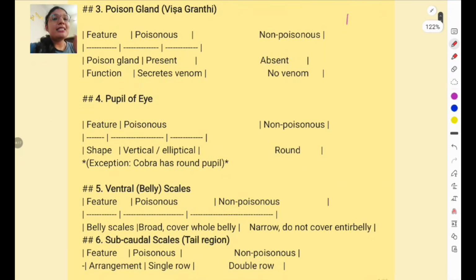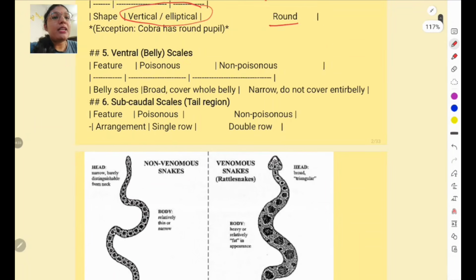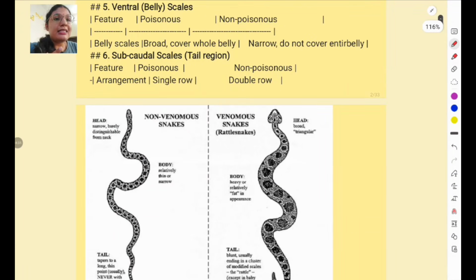Third point is the poison gland. Poisonous snakes have poison glands, but non-poisonous snakes don't. The pupil of the eyes is generally vertical or elliptical in poisonous snakes, but non-poisonous snakes have round pupils, and the exception is the cobra, which has a round pupil. Then ventral belly scales are broad and cover the whole belly in poisonous snakes, but in non-poisonous snakes they are narrow and do not cover the entire belly.